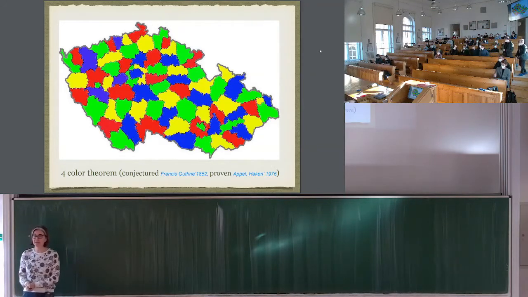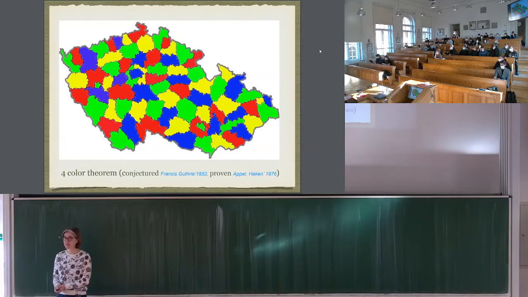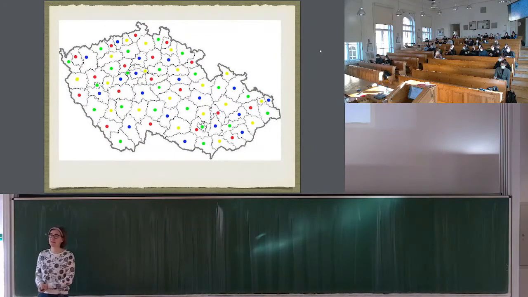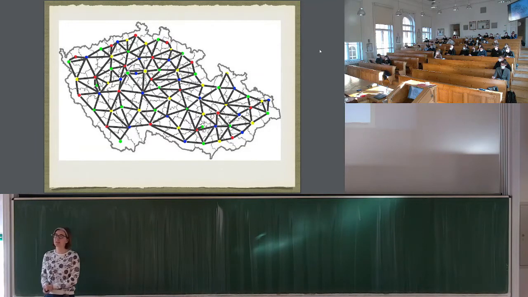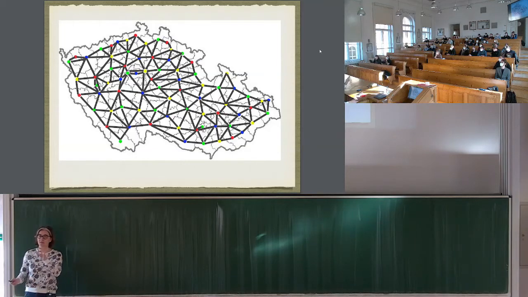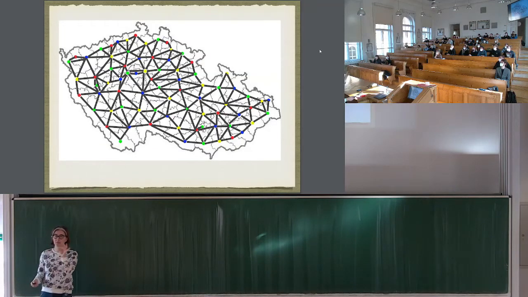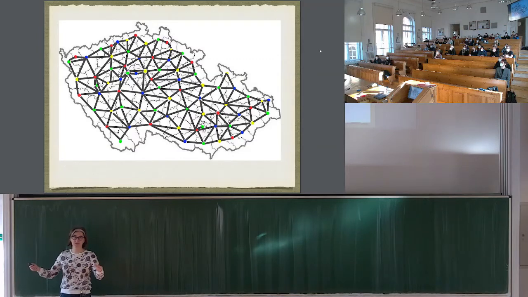So how do I create a graph from a map? That's simple. I just keep the color but make it just a point. For every region I make it just a point. And then I put edges, these black edges, between the points that belonged to two regions that were neighbors. So if they have even just a piece of border together, I put an edge. And then the rule of the game is that if there is an edge, the points on the two ends of the edge should not have the same color.